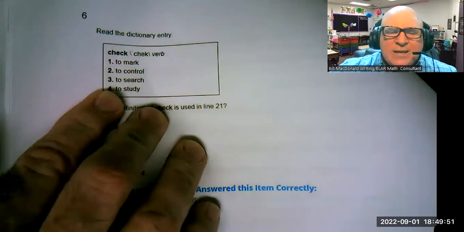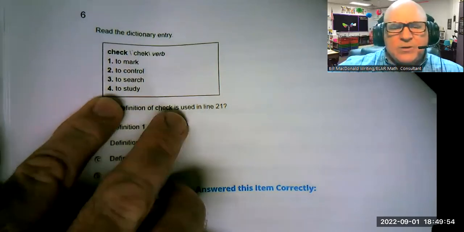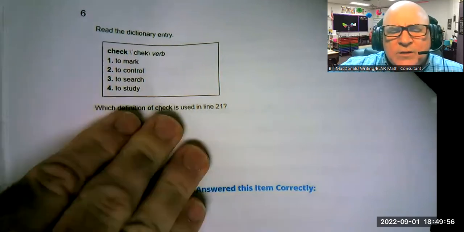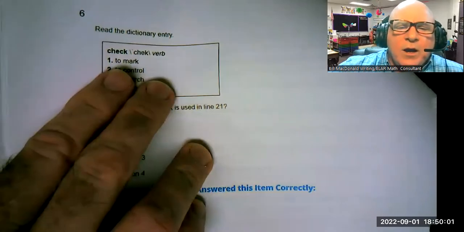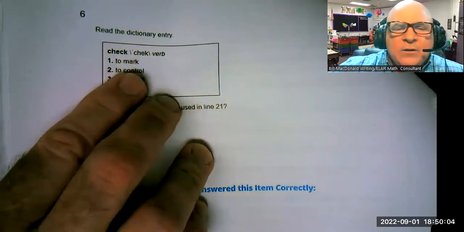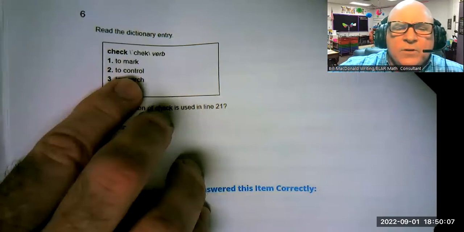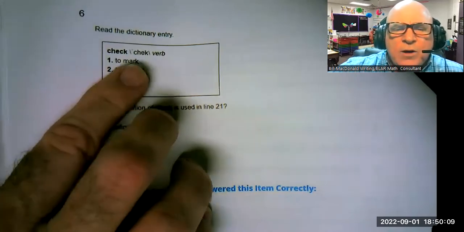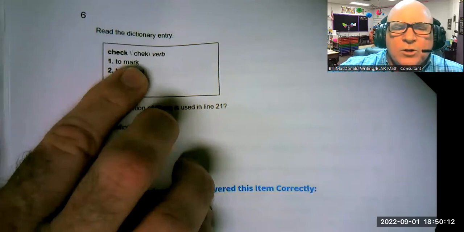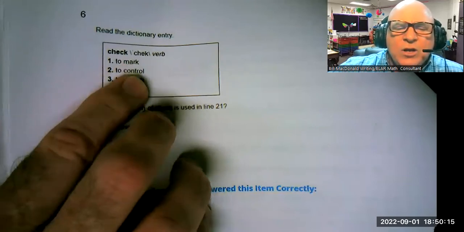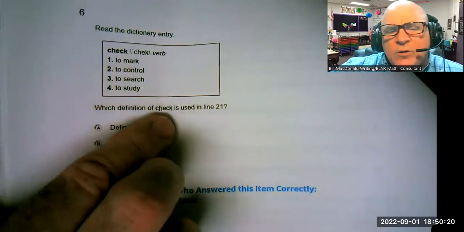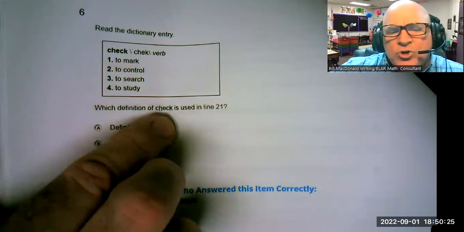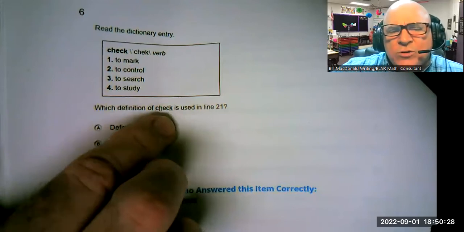So what I would suggest that your students do, because we're not looking at the answers, is use the checks that are there in a sentence to check, to mark. I went ahead and checked off the students as they entered the room. I marked off the students. Control: I need to keep that student in check in terms of how much he's allowed to talk. I have to control how much he's allowed to talk.